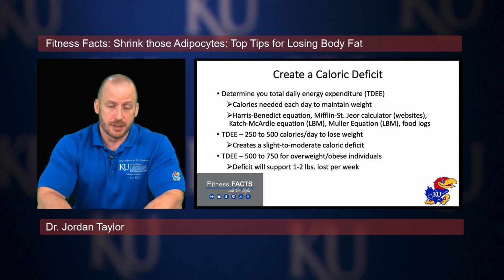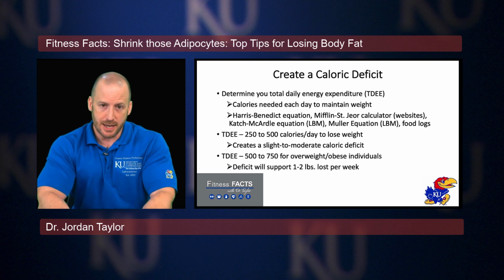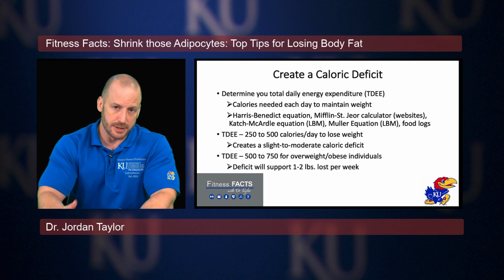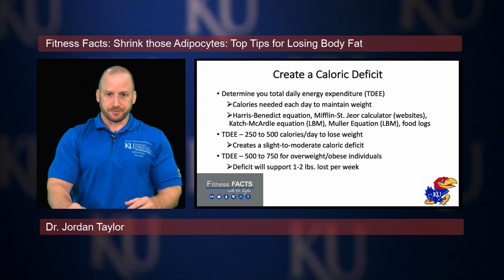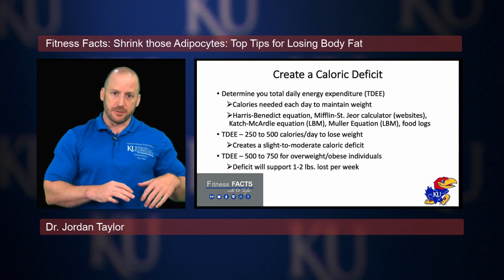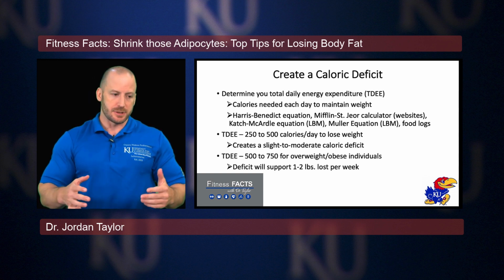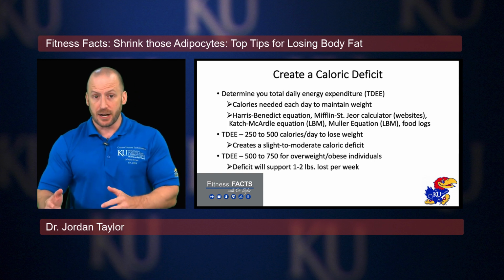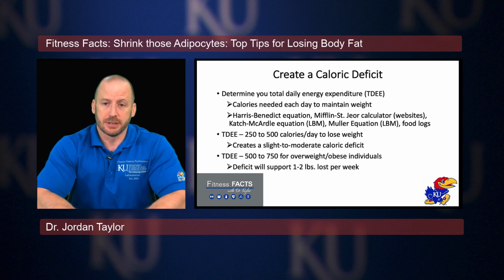The Katch-McArdle equation is another equation to figure your total daily energy expenditure. This equation, along with the Mueller equation, incorporates your lean body mass, so your lean tissue mass, to plug into these equations. For instance, let's say you get your body fat percentage measured and you're at 15%. You would subtract that from 100%. You've got 85% lean tissue, right? And so that's figured into those equations.